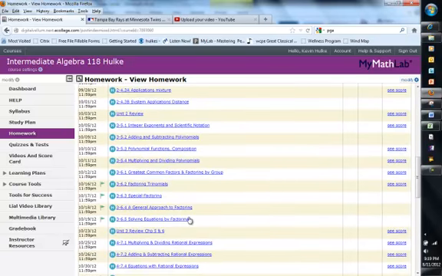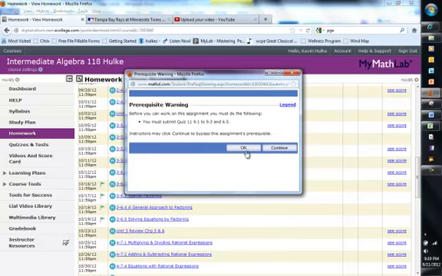The assignment we're working on is 3-6.5, solving equations by factoring.